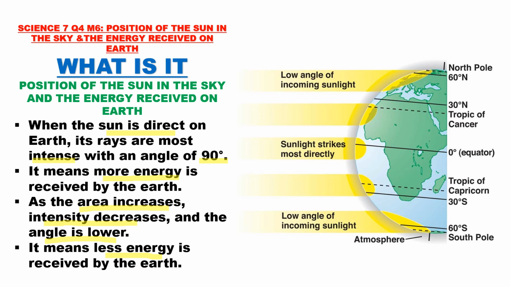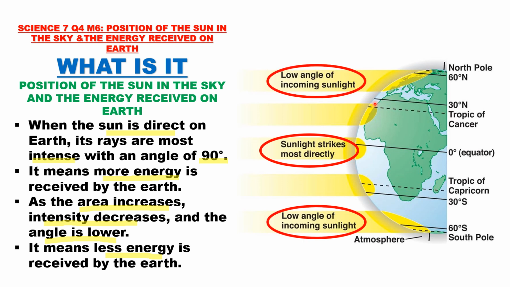In this illustration, we could see that sunlight strikes the equator most directly. So the equator receives the intense rays of the sun with an angle of 90 degrees. Now, as the latitude becomes higher, the angle of the sun's rays becomes lower. So a low angle of incoming sunlight means that the energy received by the Earth is lesser.